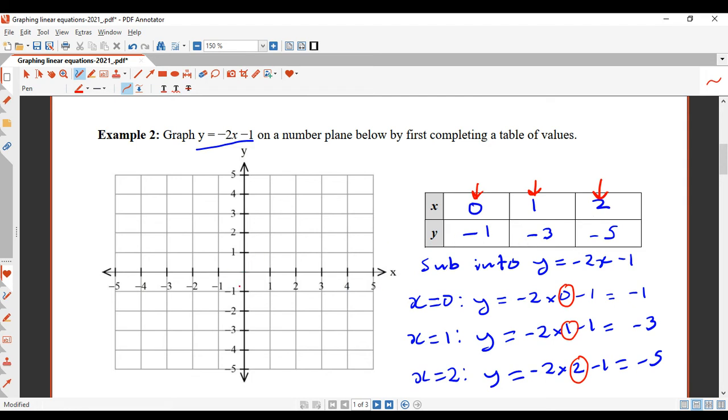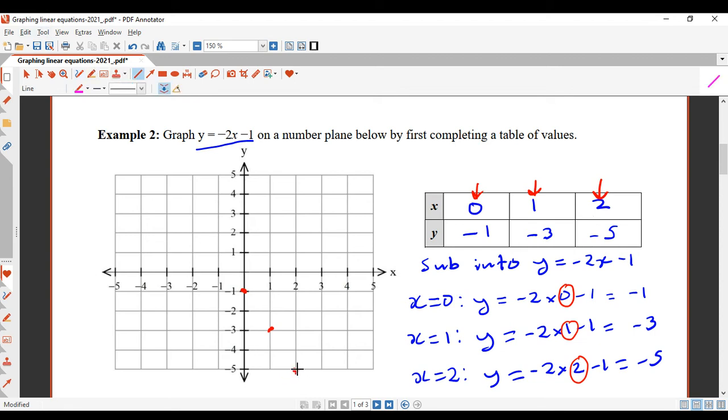Okay, so let's plot those points. 0, negative 1 is the first one, so that's just here. Then 1, 1 is my next point. Then 2, 3 is my point after that. Just there. Now, get your ruler.